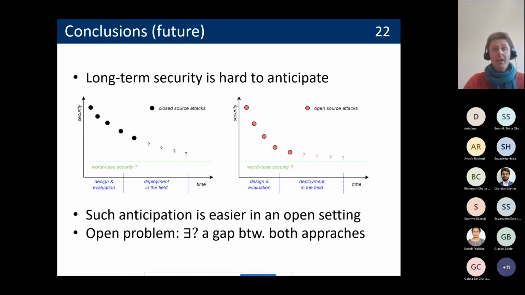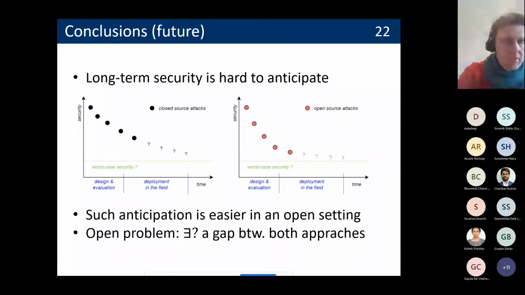The problem that we have here, and that's really in the future for side-channel security evaluation, one of the main questions is, do we have a gap between these two approaches? Can we perform with a closed source attack, exploiting good machine learning, deep learning algorithms, the same attacks as we can do in open source?